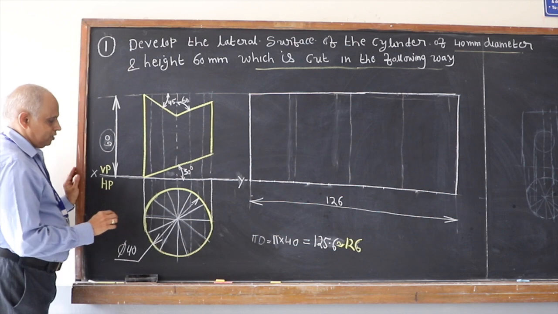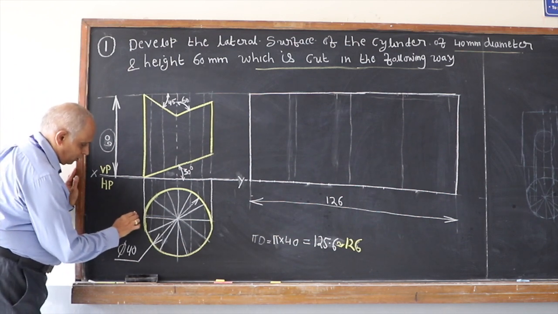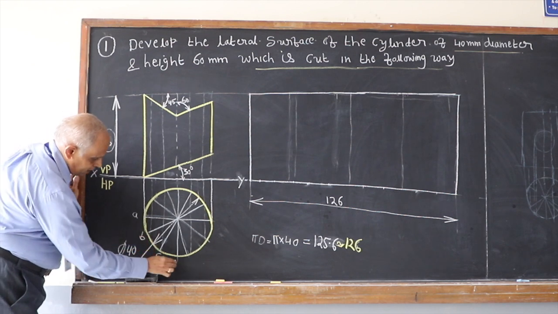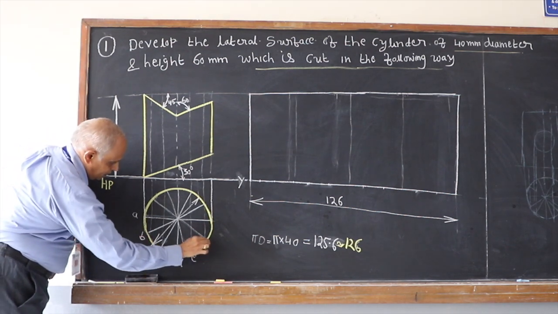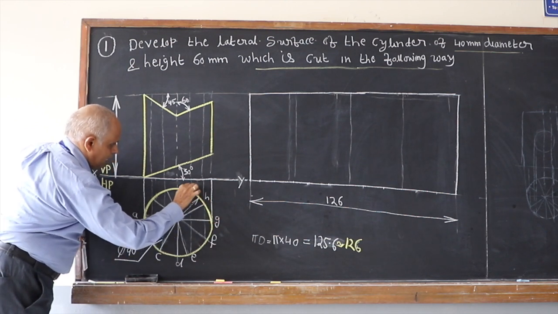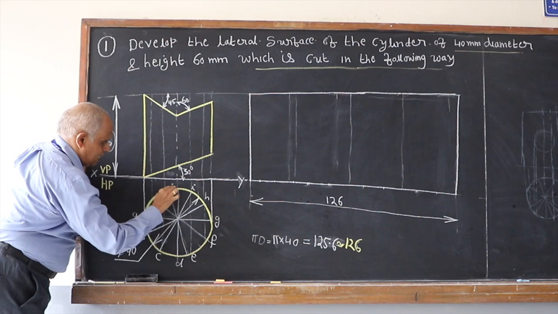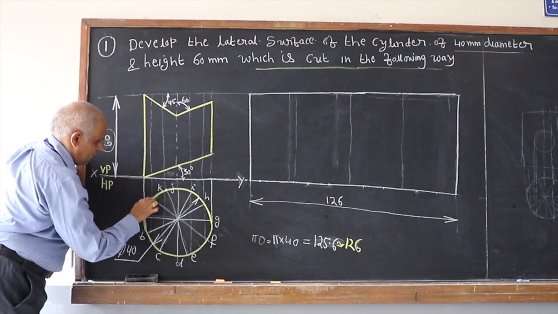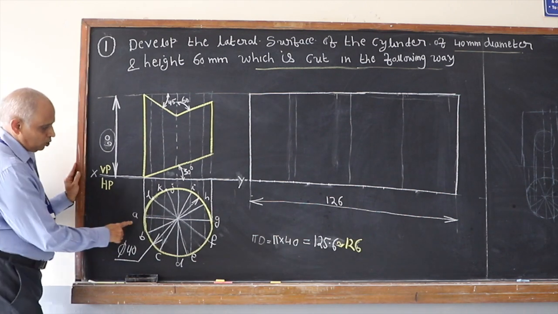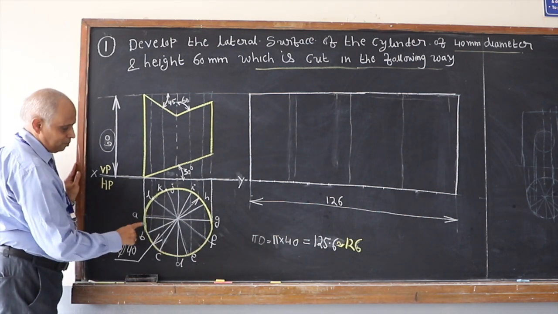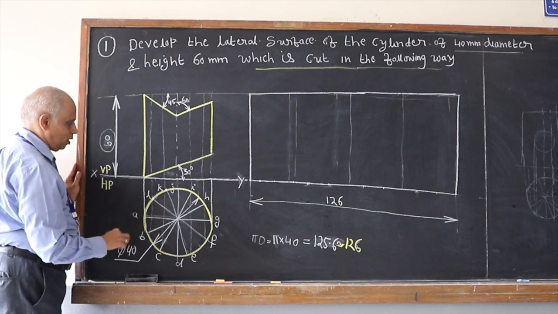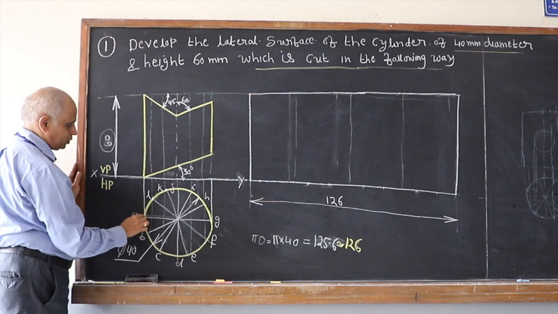Suppose I name only the top set of points, say A, B, C, D, E, F, G and H, I, J, K and L. 12 divisions. And now you can also locate these points in top view. Remember, bottom set of points is A1, B1, C1, D1. I am not naming all the points. Let us just focus only on the top set of points.